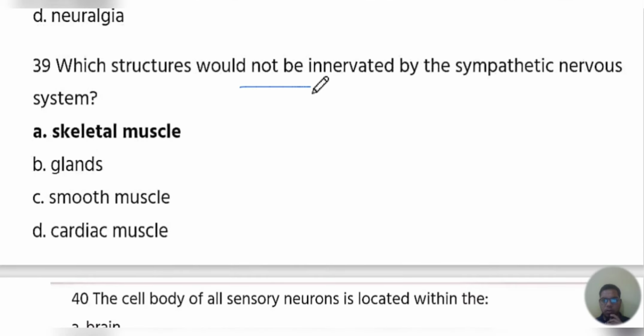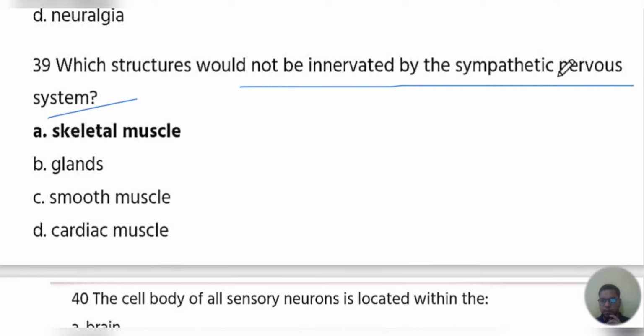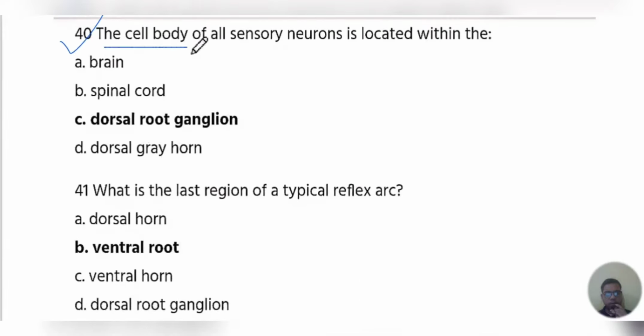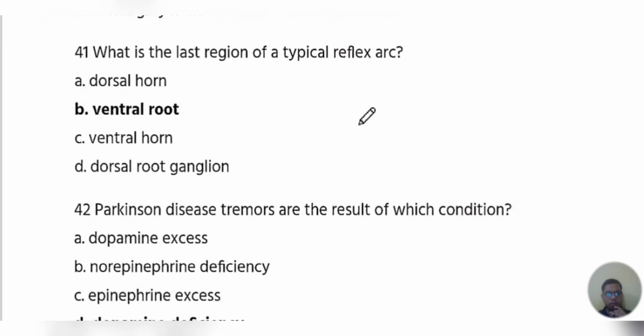Which structure would not be innervated by the sympathetic nervous system? The answer is A, skeletal muscle. Okay. Question number 40. The cell body of all sensory neurons is located within the dorsal root ganglion. The answer is C. Okay. Next is question number 41.